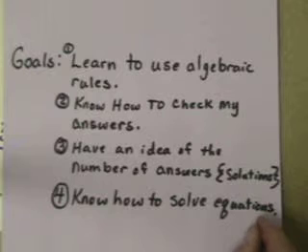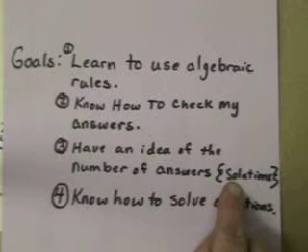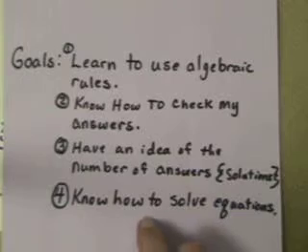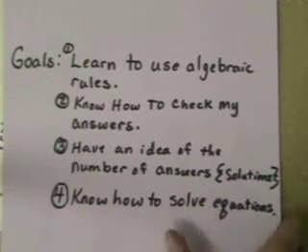Our goals, some things we should know and that we continue to learn. We should learn to use algebraic rules. We should know how to check our answers. We should have an idea of the number of answers or solutions to a linear system when we get to the end. And we should know how to solve equations.